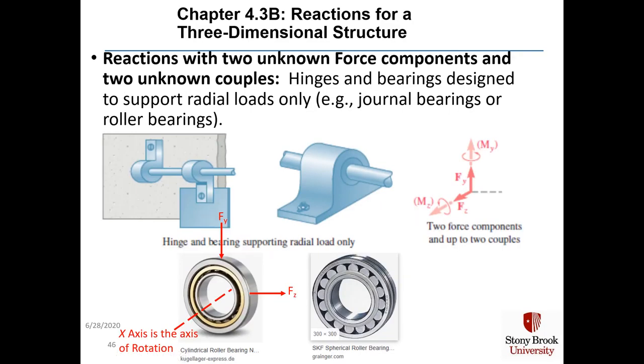We have reactions with two unknown force components and two unknown couples. These are hinges and bearings designed to support radial loads only. Our unknown moments are M sub y and M sub z, and our unknown forces are F sub y and F sub z. In the lower left, we have a cylindrical roller bearing showing the forces Fy and Fz, which have to be calculated in order to specify the proper bearing. The inner race of the bearing rotates about the x-axis and supports a moment about that axis, but it's unknown what the moments are around the y and the z axis of the bearing because the bearing resists rotation about those two axes. This is true for a cylindrical roller bearing or for a spherical roller bearing.